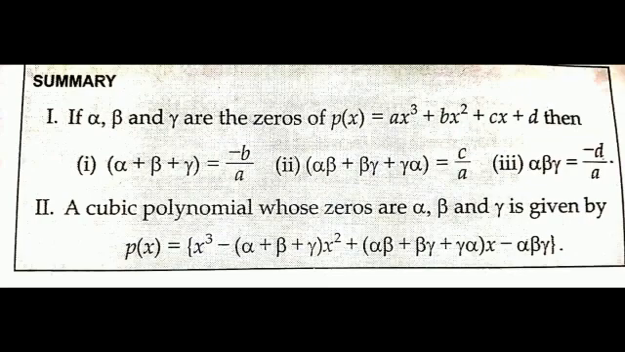Also, we conclude from here that if the zeros alpha, beta and gamma of a cubic polynomial are already given to us, then we can find the required cubic polynomial using the given relations, and that can be given as p(x) = x³ − (sum of its zeros)x² + (sum of the product of its zeros taken 2 at a time)x − (product of its zeros), that is x³ − (alpha + beta + gamma)x² + (alpha beta + beta gamma + gamma alpha)x − alpha beta gamma.